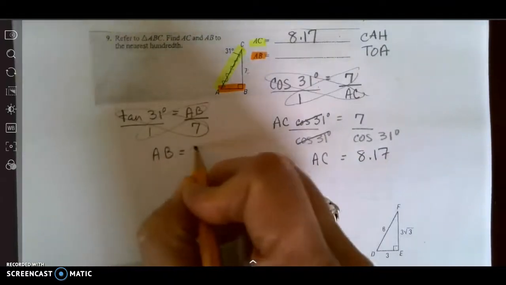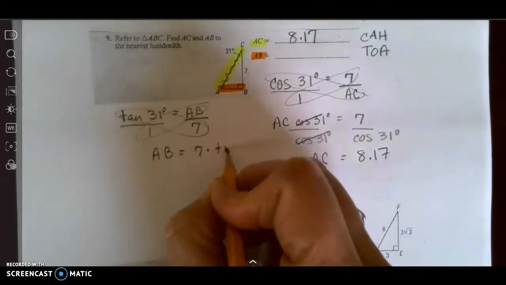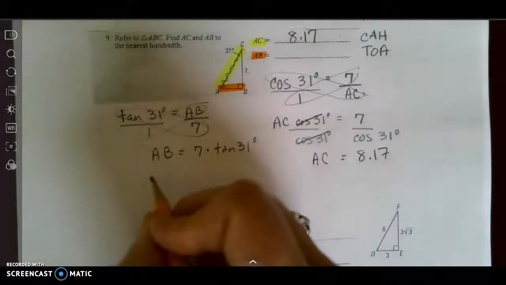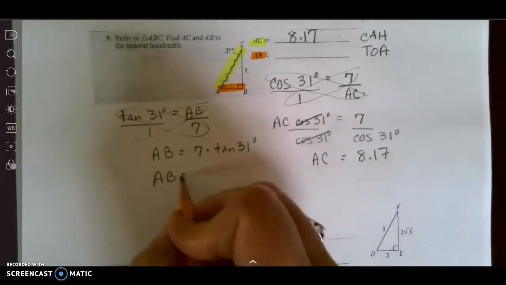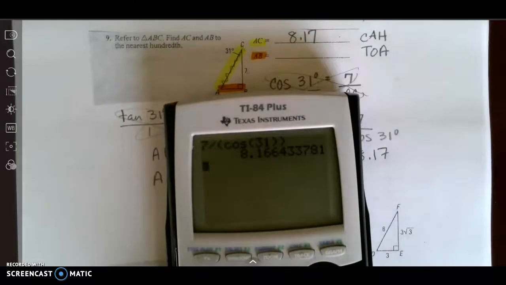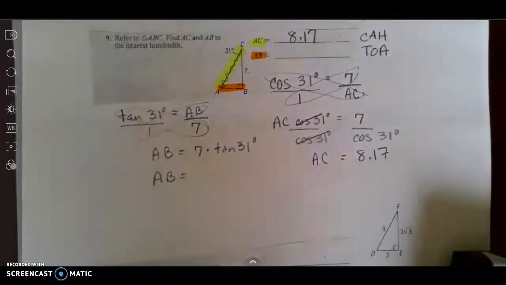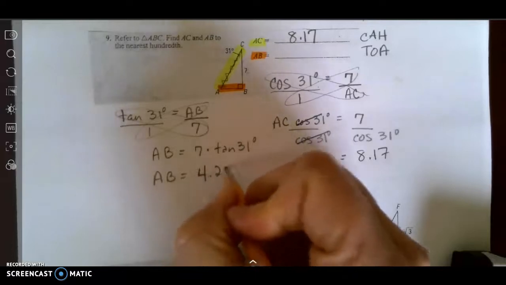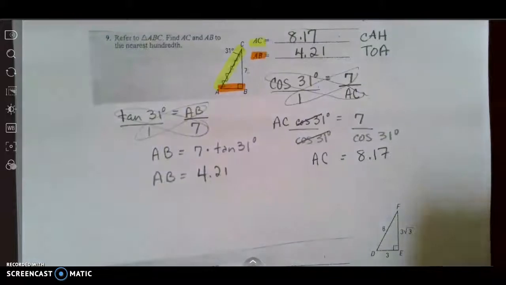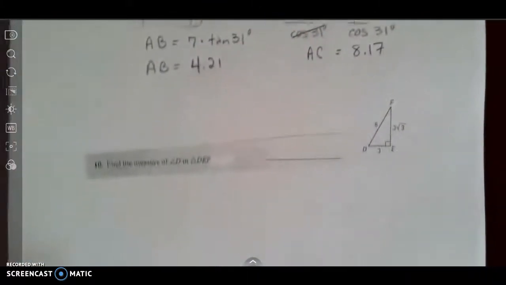Again, I just put this over 1 and I cross multiply. AB is equal to 7 times the tangent of 31 degrees. And I'm just simply going to put that into my calculator, which is already in degrees. So 7 times the tangent of 31. And I get 4.21. Let's go to our next problem.